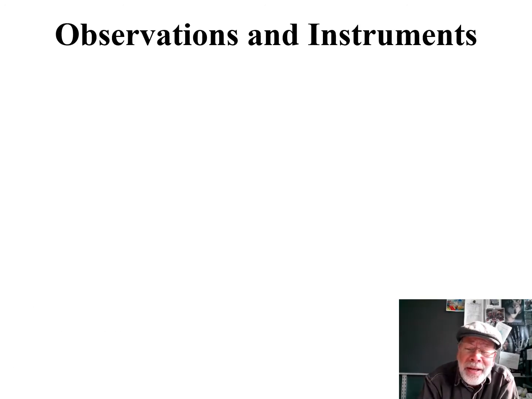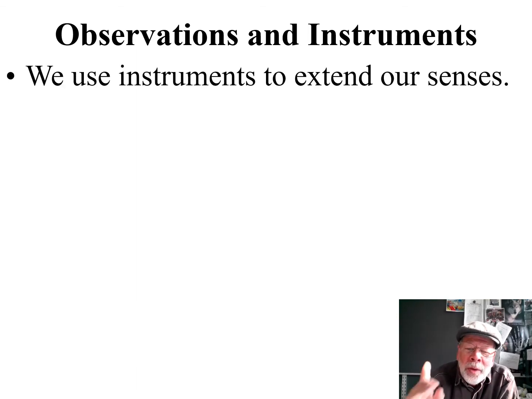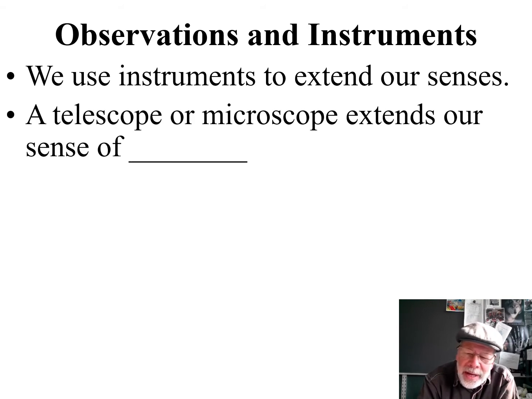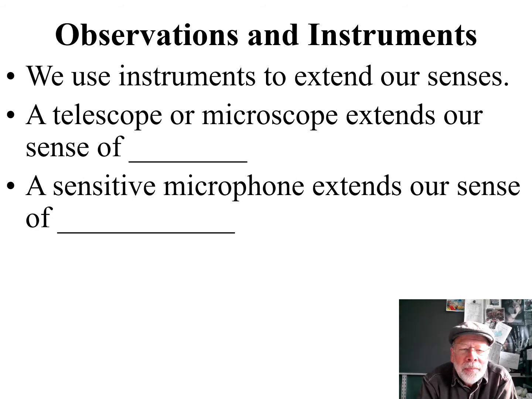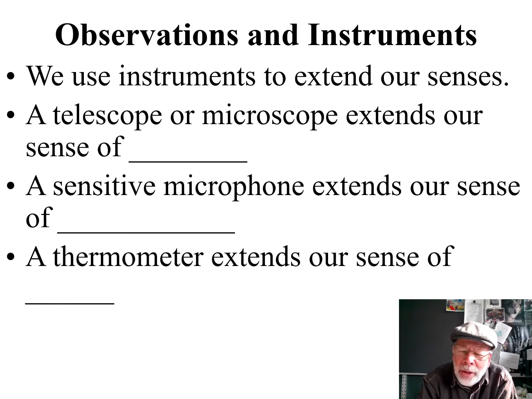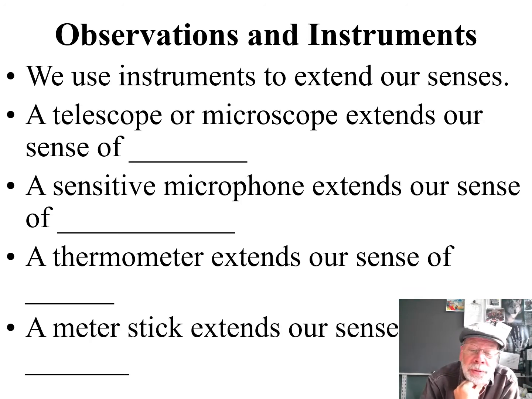Now, observations and instruments. We use instruments to extend our senses. For example, a telescope or microscope, what does that extend our sense of? Well, it would extend our sense of sight. How about a sensitive microphone? What does that extend our sense of? Hearing. A thermometer, remember that's touch. That's how you tell if something's hot. So a thermometer extends your sense of touch.